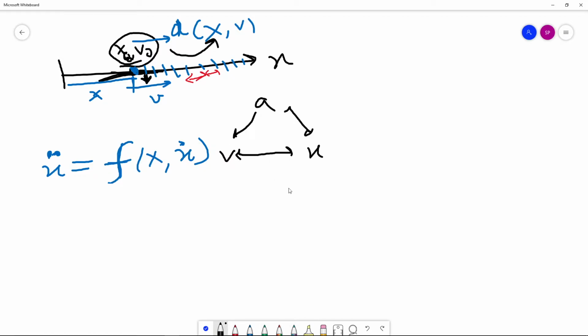There is this interplay between acceleration, velocity, and position. And by doing this again and again, in a loop many times, we can describe the whole motion. We can describe the position at any time. We can describe the velocity at any time. We can describe the acceleration at any time. So these are the equations.